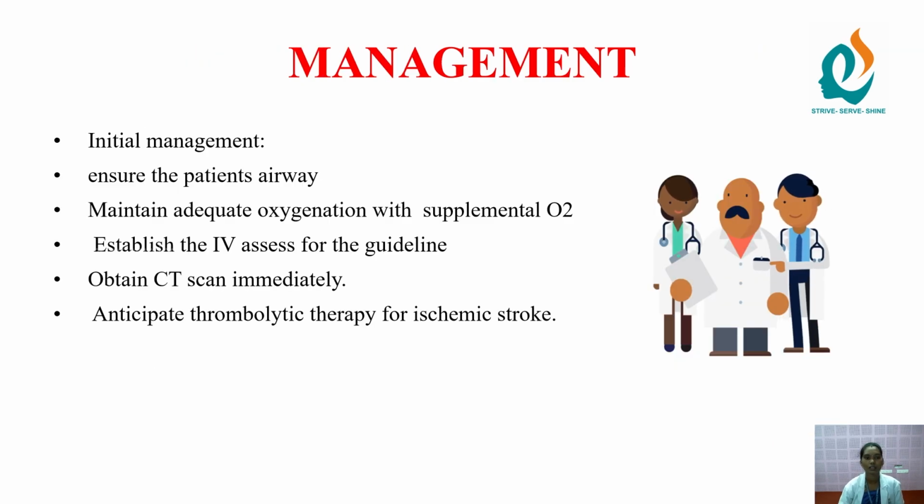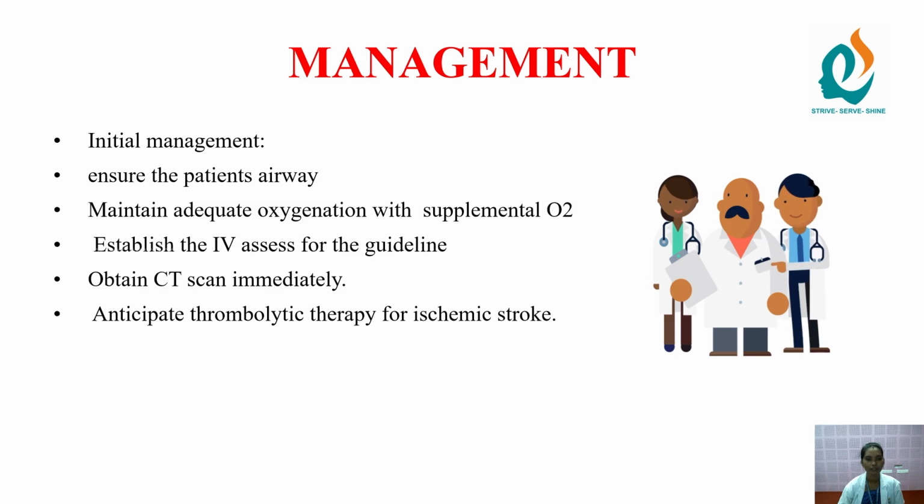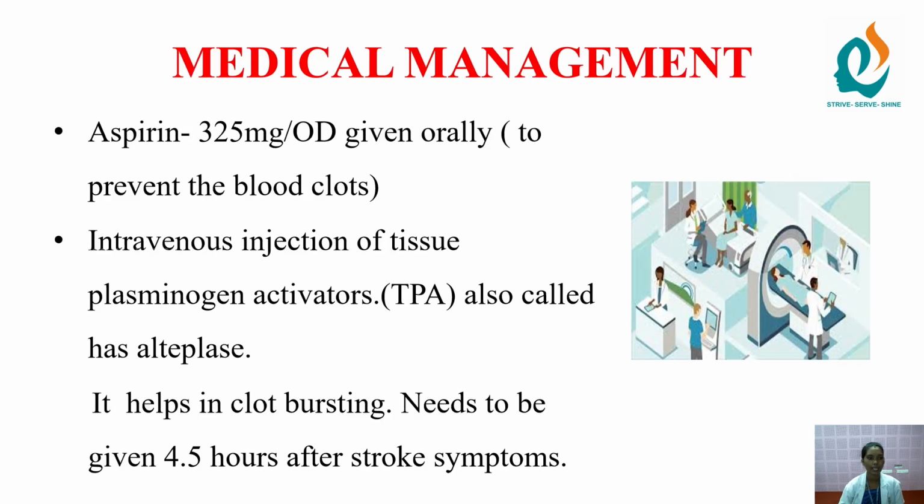And next is the management. First is the initial management. Ensure the patient's airway and maintain adequate oxygen with O2 supplement. Next, establish IV access as per guidelines. Obtain a CT scan immediately, and anticipate thrombolytic therapy for ischemic stroke. Next is aspirin. The medicine is aspirin 325 mg OD given orally to prevent blood clots.